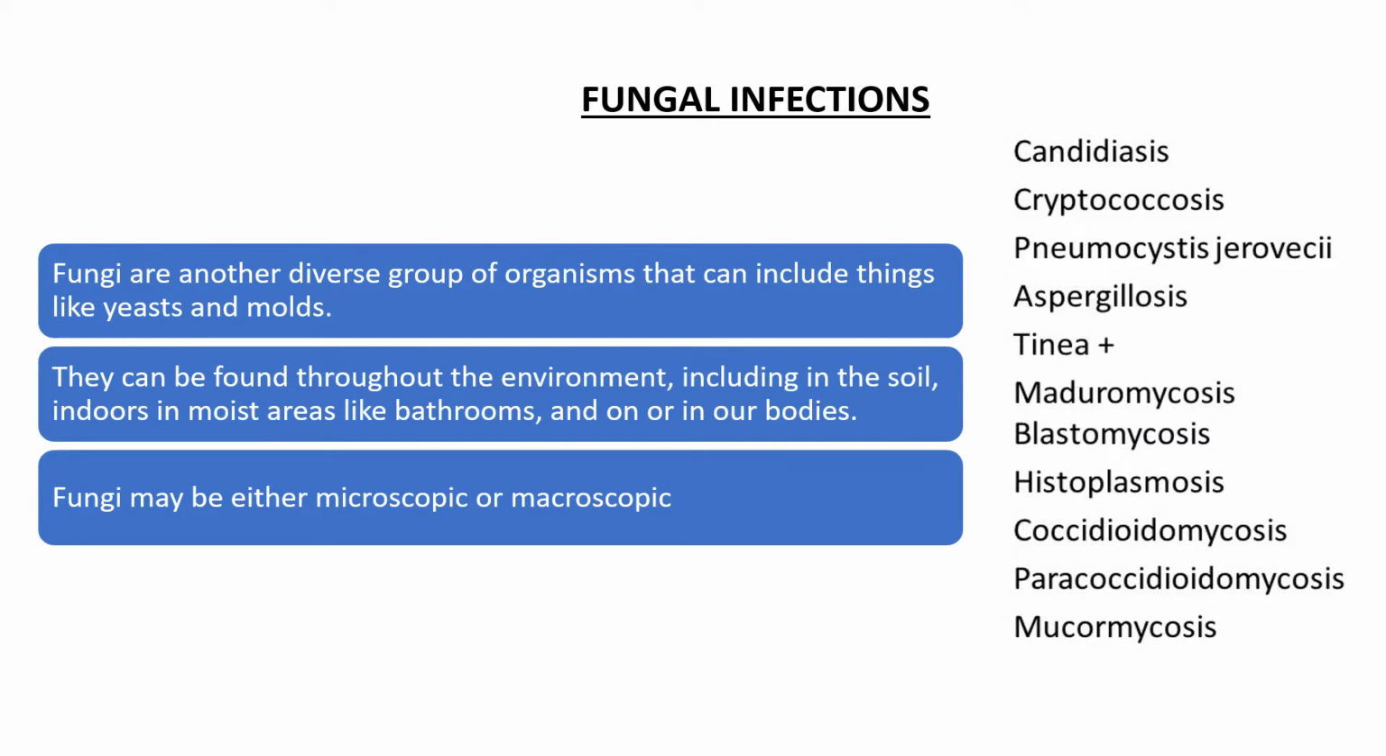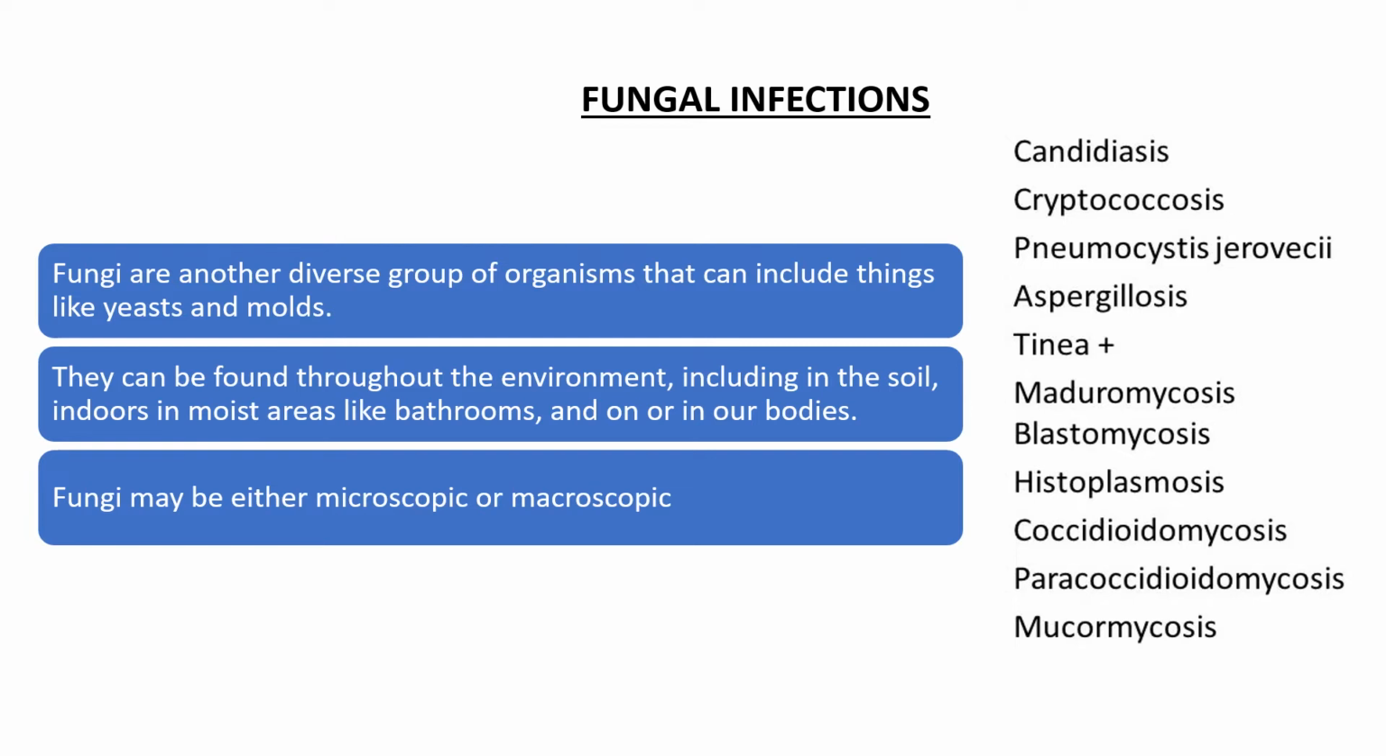Next, moving on to the fungal infections. There are not many fungal infections that affect humankind, but whatever fungal infections exist, they are commonly found across the human species. Fungi are a diverse group of organisms and they can include even yeasts and molds. And they are found throughout the environment, including soil and indoors in moist areas like bathrooms, and also our body. And they may be microscopic or macroscopic as well.